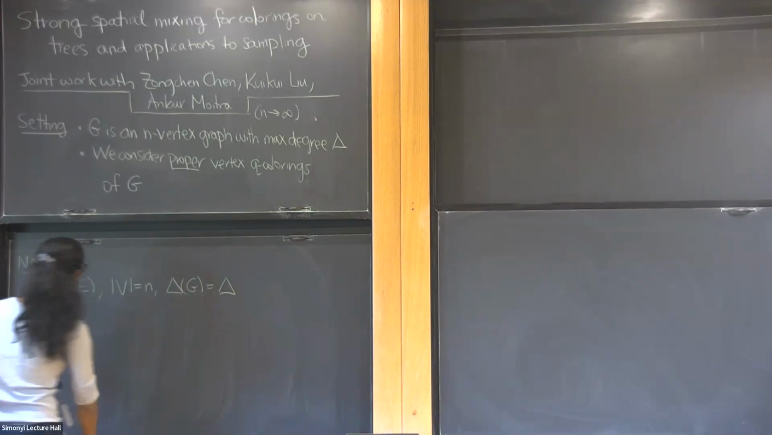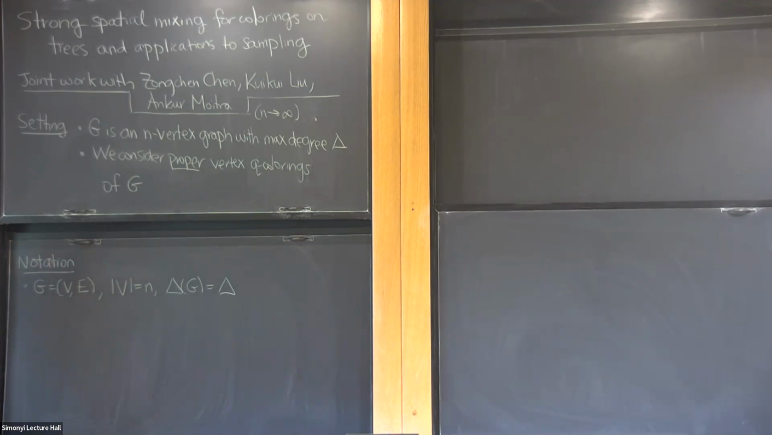Hi everyone. Today I'm going to talk about some joint work with Zongchen, Kukui, and Encore, establishing strong spatial mixing for colorings on trees and its application to approximate sampling and counting. I'm going to first start by trying to define all the words in the title and explain to you why I think this problem is interesting and beautiful.